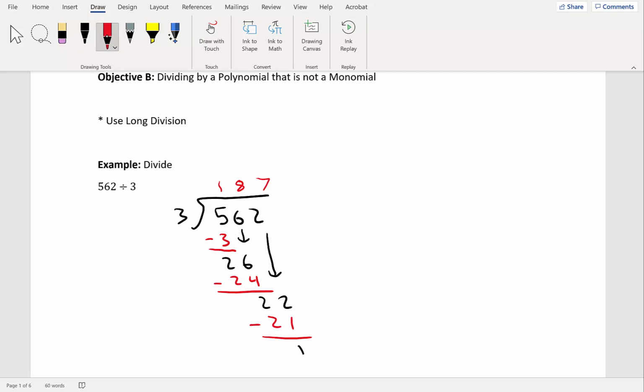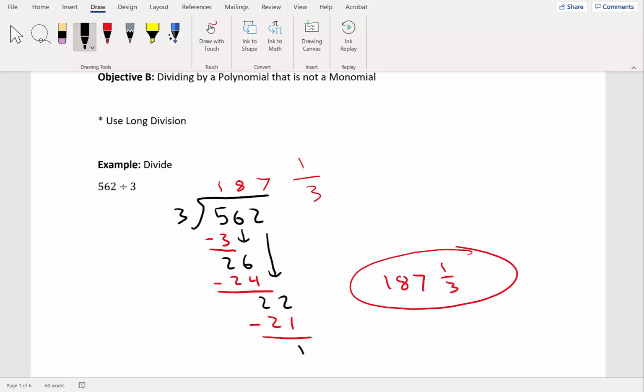Now the way that you write your remainder, it would be whatever the remainder was over whatever you were dividing by. So our answer here is 187 and 1/3. So that's just a basic problem from basic math. But we're going to be using these same steps with these next problems when we're dividing polynomials.